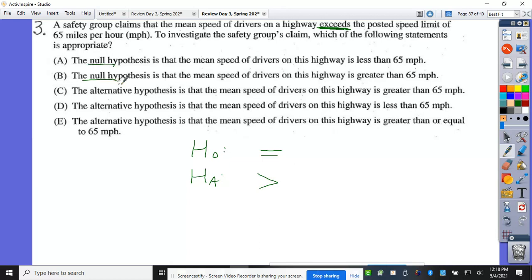So null, less than, greater than, no, those should both be equal. Alternative, we've got two, greater than or equal. Which one's correct? Because if you've already got equal here, you don't want it to be in both. So it's just greater than. And that's a pretty straightforward one.